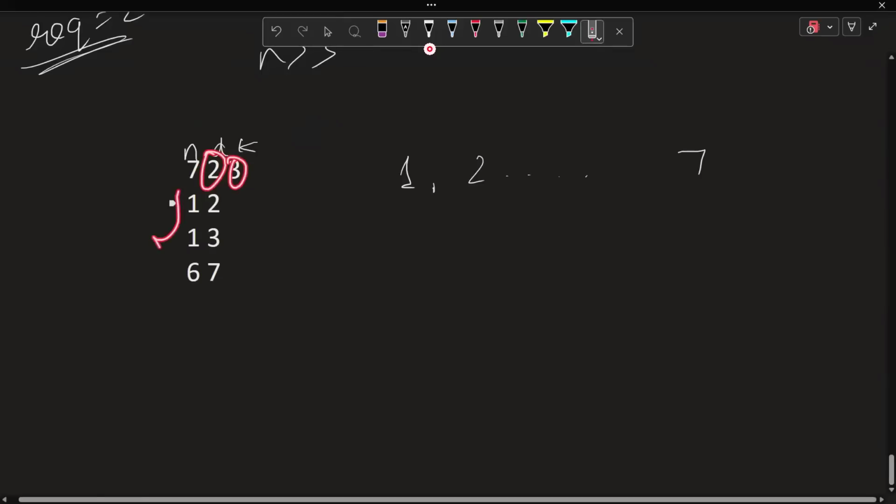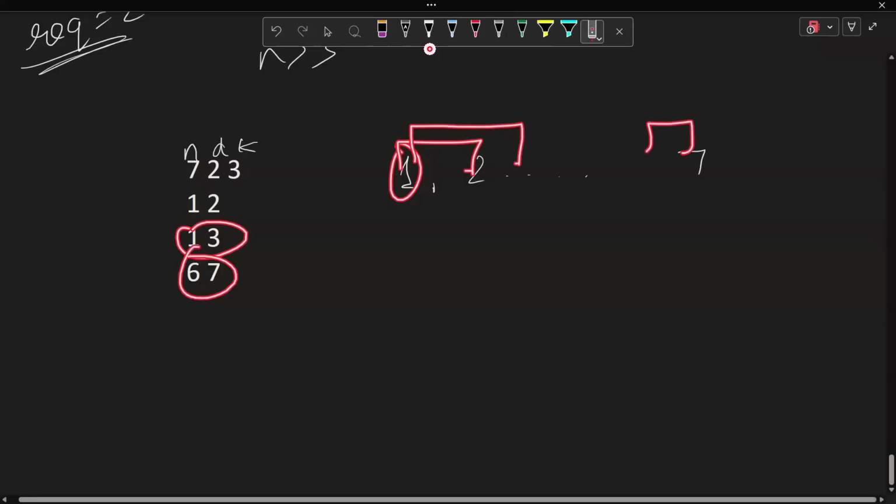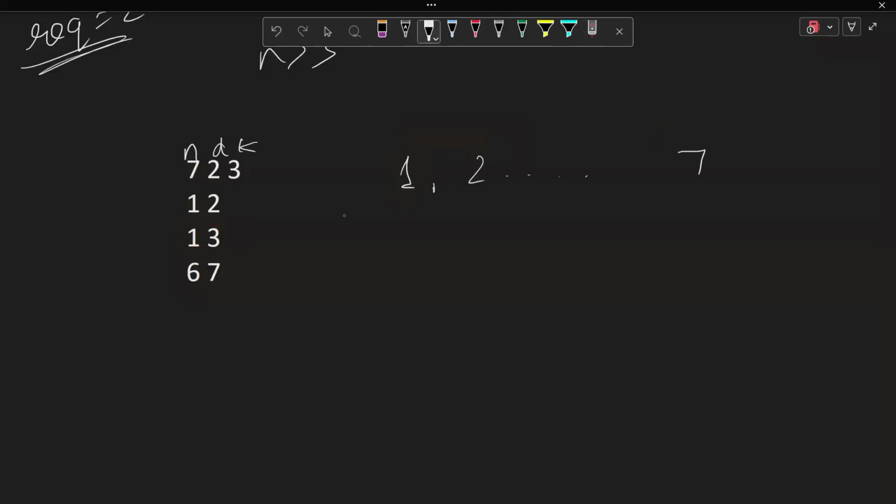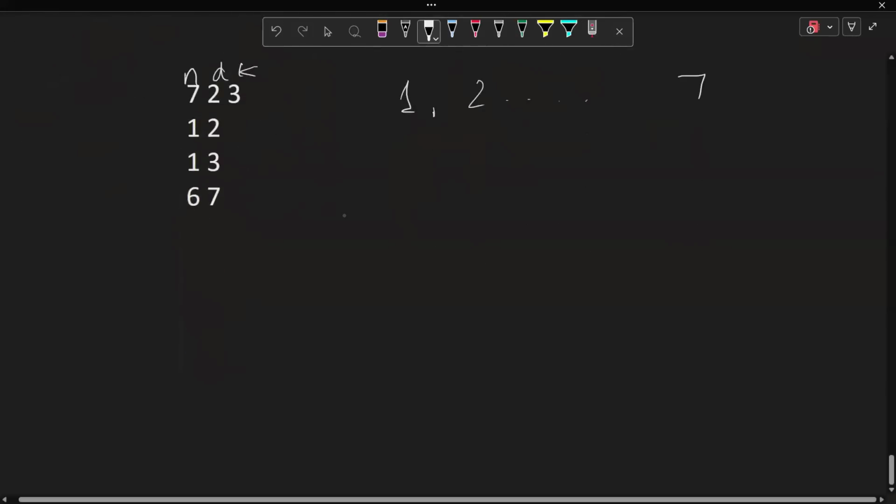And k is 3. So there are 3 jobs that he would do, each with a range. The first job would start at 1, end at 2. Second job would start at 1, end at 3. Third would start at 6, end at 7. Okay, so let me draw them.